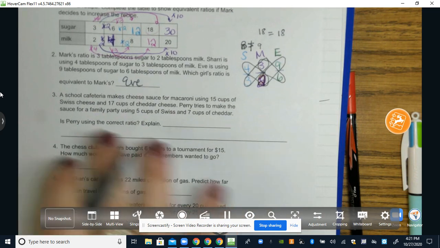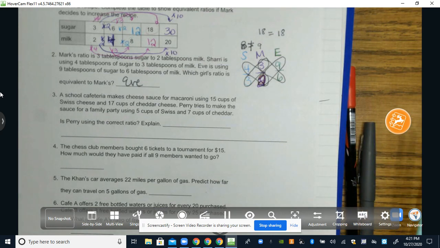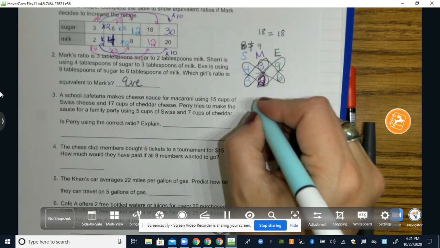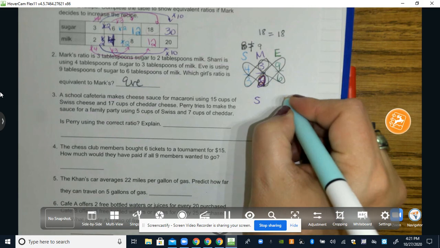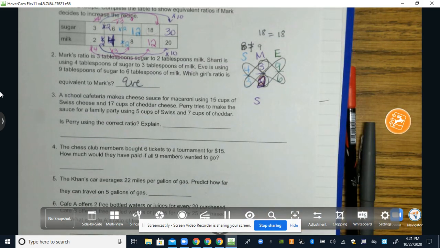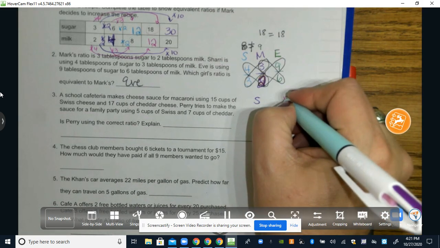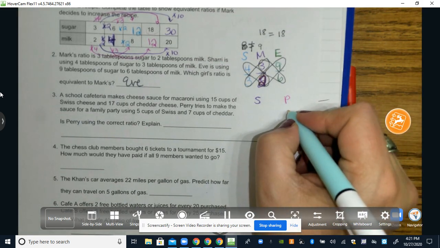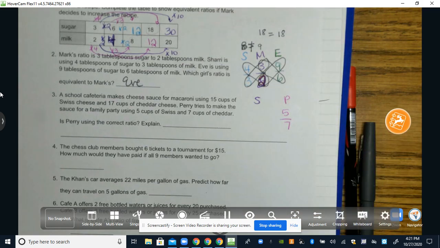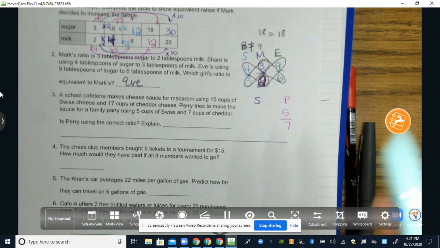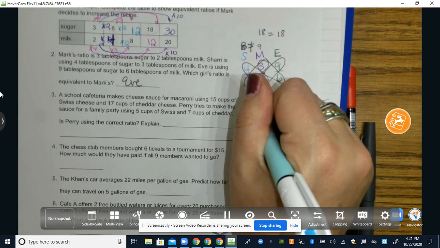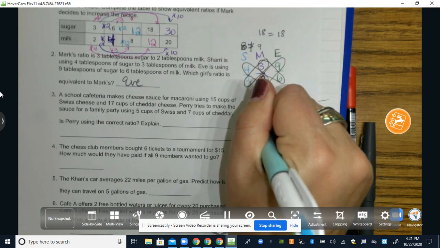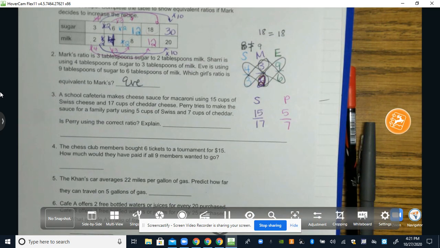Again, I would set up number 3 just like I did here at number 2. I would talk about the school, and then Perry. We'll do Perry in pink. Perry's ratio is 5 to 7. And the school's ratio is 15 to 17. And then you could cross multiply and see which one of them, if any, are equal or not.